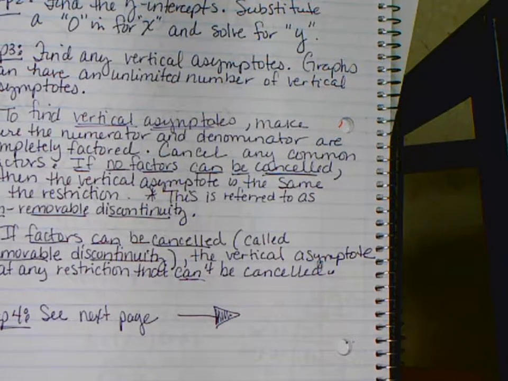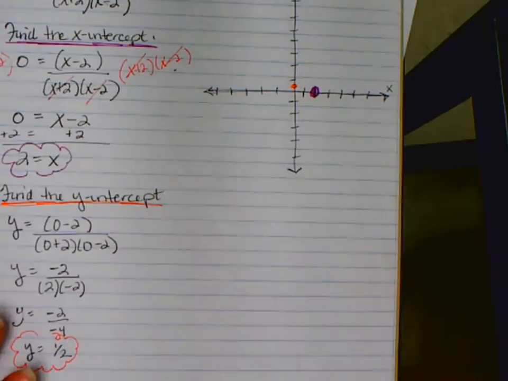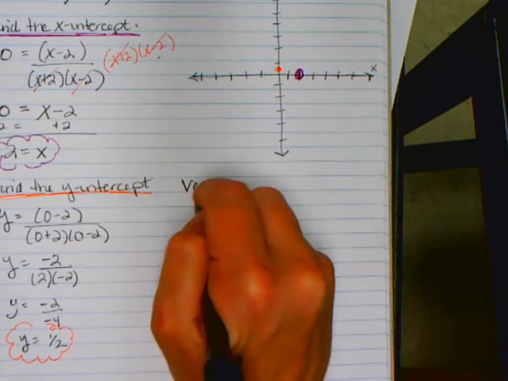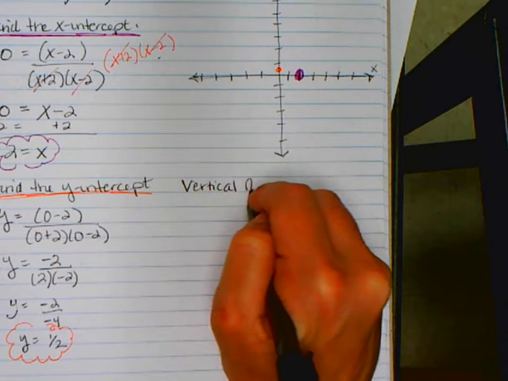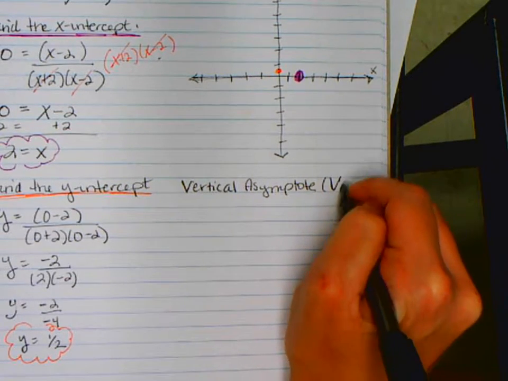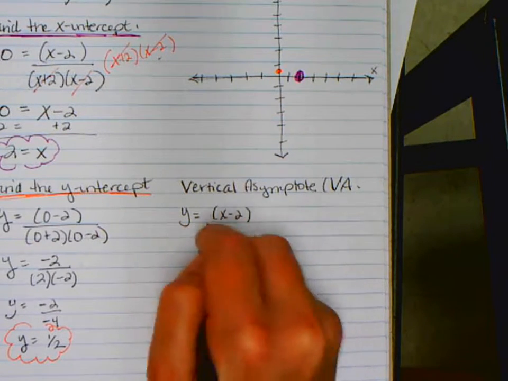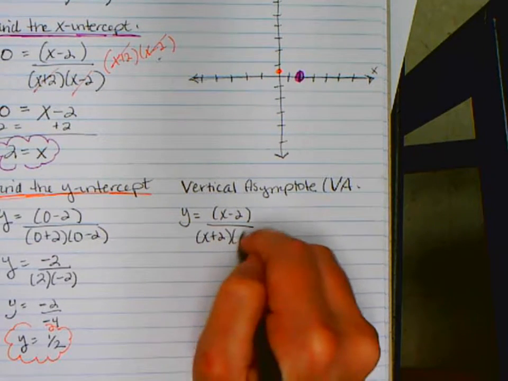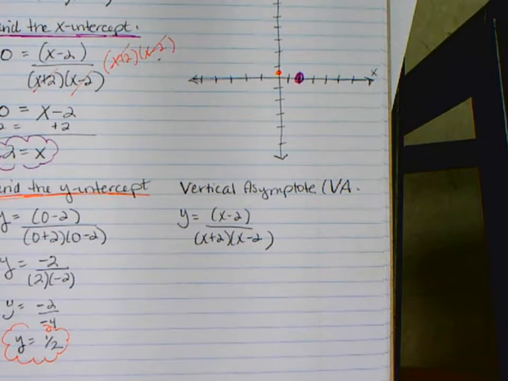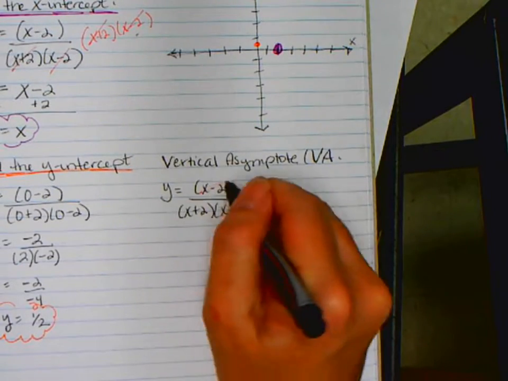Now the one that can be canceled is going to be something, but it's not going to be a vertical asymptote. All right? So let me go back to my page. Sorry about all the flipping. We know that the x minus 2 and the x plus 2 can be canceled.